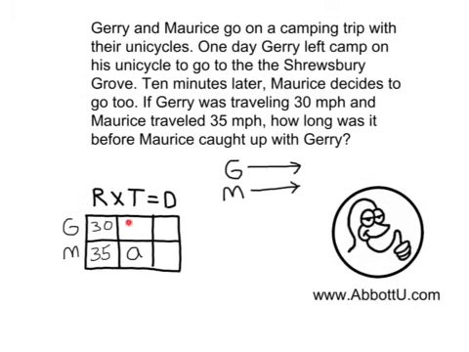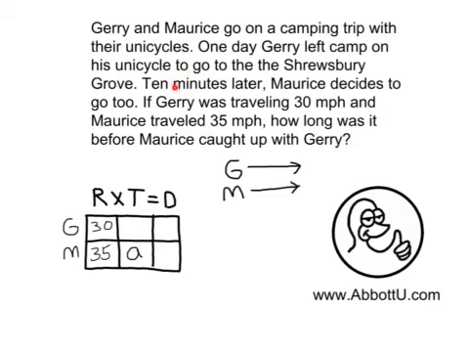Let's take a look. Do we know how much time Jerry spent on the road? Well, Jerry has definitely been on the road longer than Maurice has, because he started first. How much longer? 10 minutes longer, because Maurice left 10 minutes later. So that means Jerry has been on the road for the exact same time as Maurice, only we can add on 10 minutes.